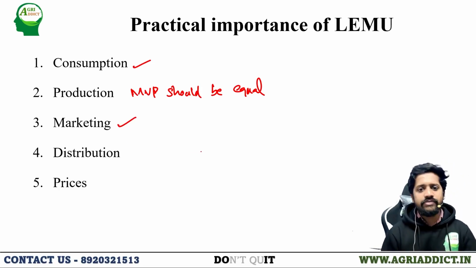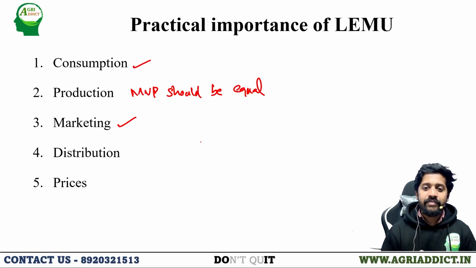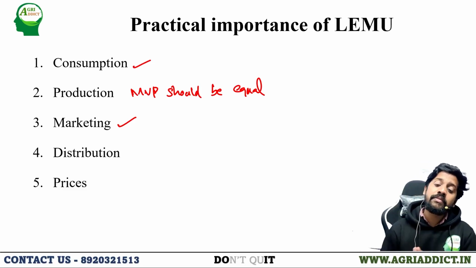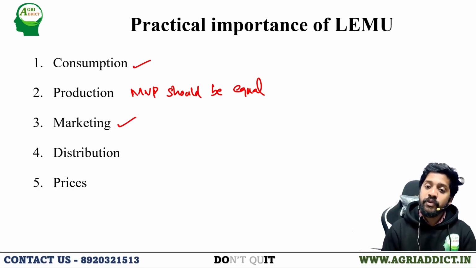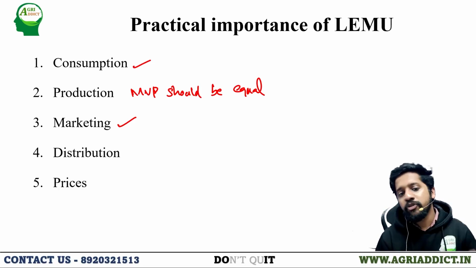And what happens in the case of marketing? As we have already discussed, when I go to the market, how I allocate my budget is totally based on the law of equal marginal utility, right? I will spend much more money on those products which give higher satisfaction, and I will substitute away from those products which give lesser satisfaction, and it is explained by the law of equimarginal utility.